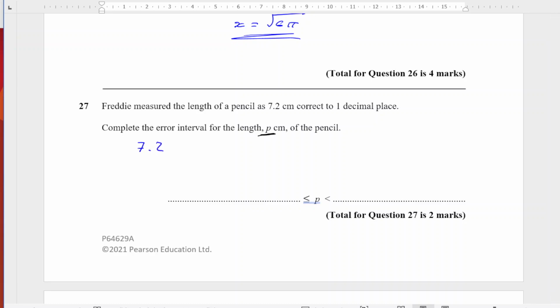So 7.2 centimeters to the nearest 1 decimal place. So it's been rounded to 7.2 as opposed to 7.1 or 7.3. So the smallest number that we would round to 7.2 instead of 7.1 is going to be 7.15. And then the largest value that we would round to 7.2 instead of 7.3 is going to be 7.25. Technically speaking, though, we'd round that up, which is why we show it with the inequality symbol of less than 7.25, but greater than or equal to 7.15.